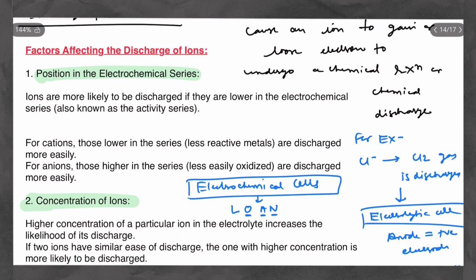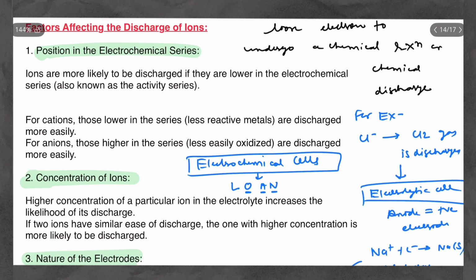So what are these factors? The first factor is position in the electrochemical series. It is basic that if an element is at the bottom of the electrochemical series, it has a different activity, and if an element is on the top of the series, it has another activity. So I've marked here: ions are more likely to discharge if they are lower in the electrochemical series.